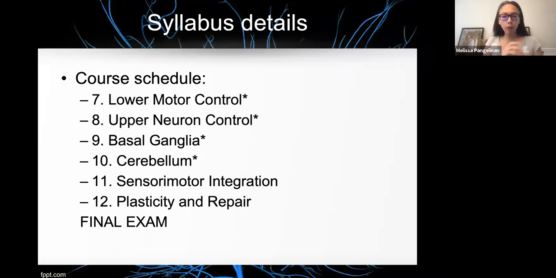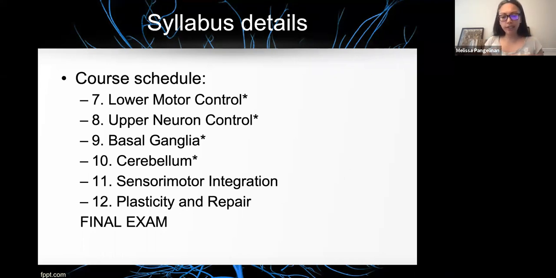So lower motor control is really lower motor neurons, so spinal cord out. Upper neuron control is going to be cortex and down, and then basal ganglia, cerebellum.